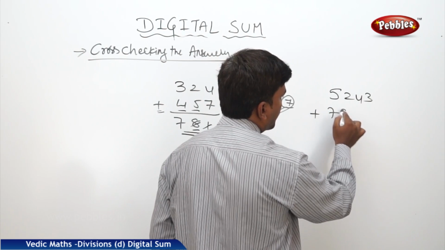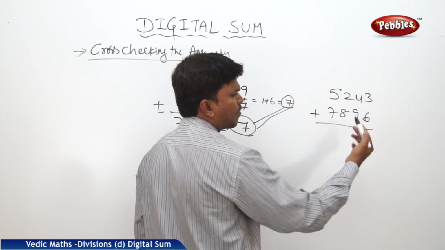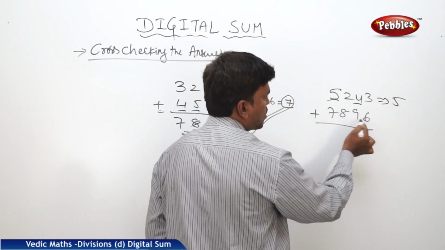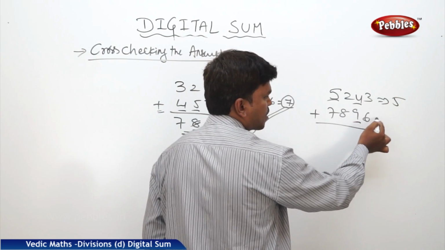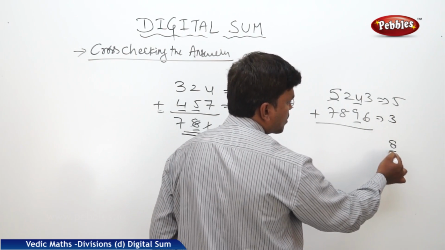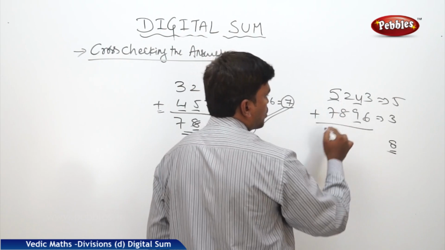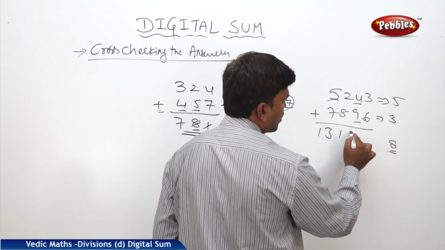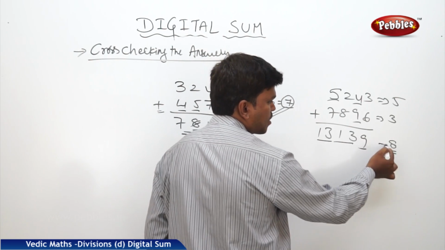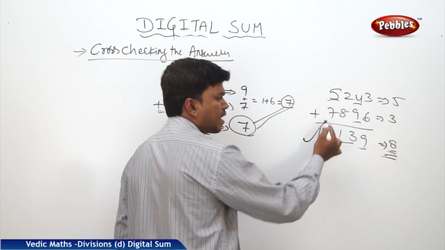5243 plus 7896. I want to add immediately first. I want to check. Anyhow, 5 plus 4 we can ignore. 2 plus 3 is 5. So 9 we can ignore. 7, 8, 15. 15, 6, 21. 2 plus 1, 3. 5 plus 3, 8. So I should have the digital sum as 8. Let us see. 12 but 13, 0 but 1, 3 but 3 only, 9. So 9 can be ignored. So 4 plus 4, 8. I got the same digital sum. So my answer is right.